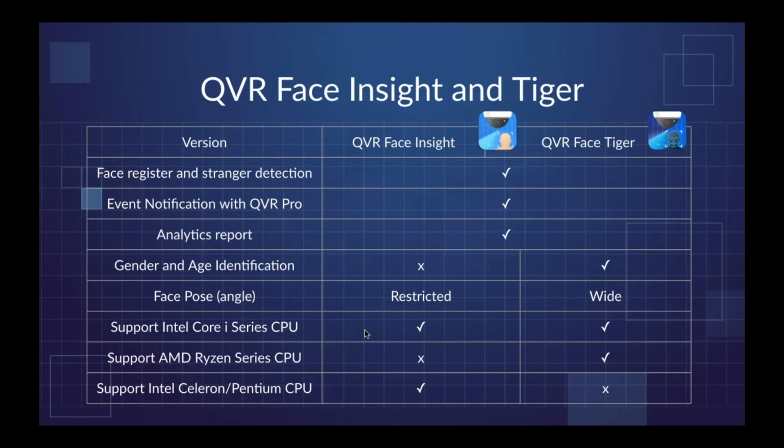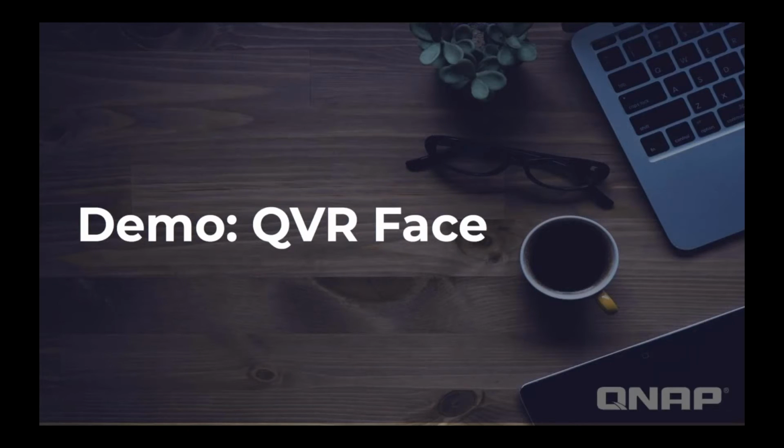However, if you have an AMD Ryzen NAS, you can only use that with QVR Face Tiger. It does not run QVR Face Insight. However, Intel Celeron or Pentium CPUs will only work with QVR Face Insight and not QVR Face Tiger, because, like I said before, QVR Face Tiger is a more intensive app and will require greater resources. So that's not going to run very well with Celeron or Pentium. You need something higher. And with that, Deval is going to give us a demo of QVR Face.